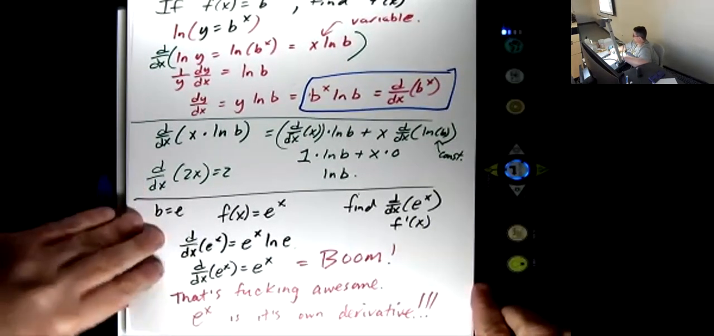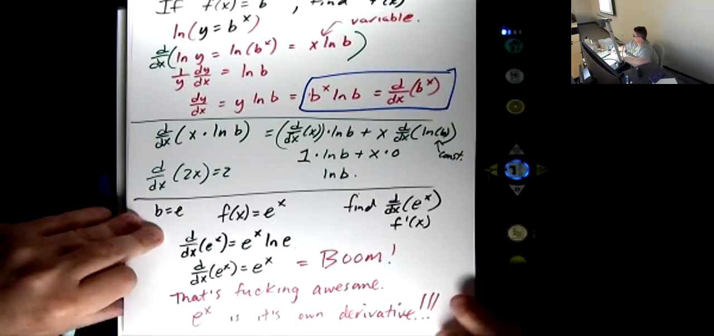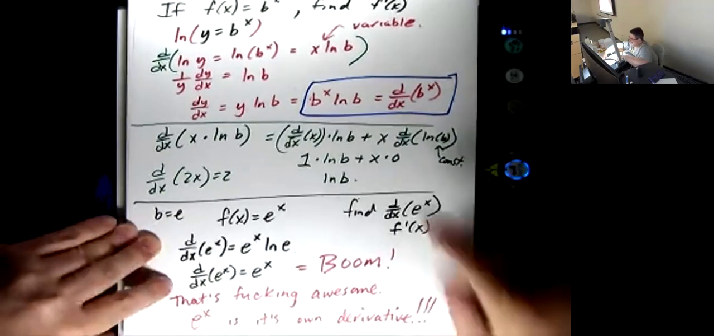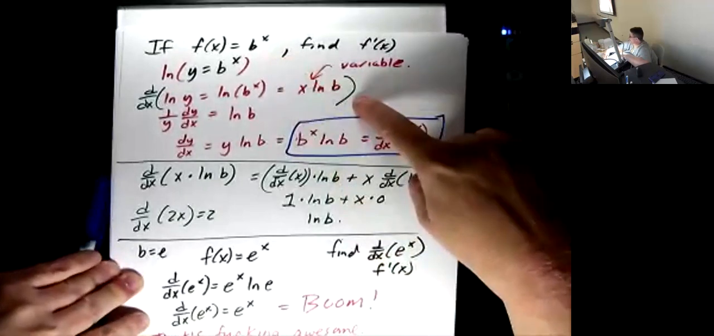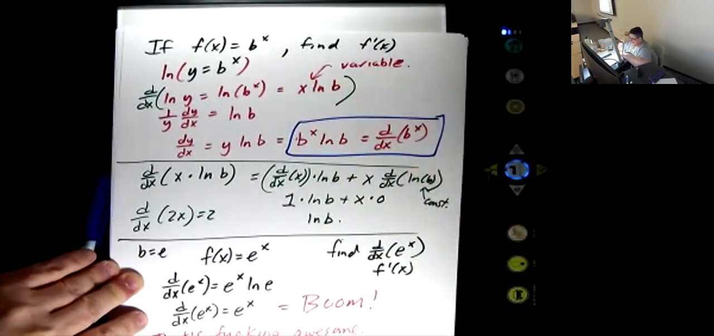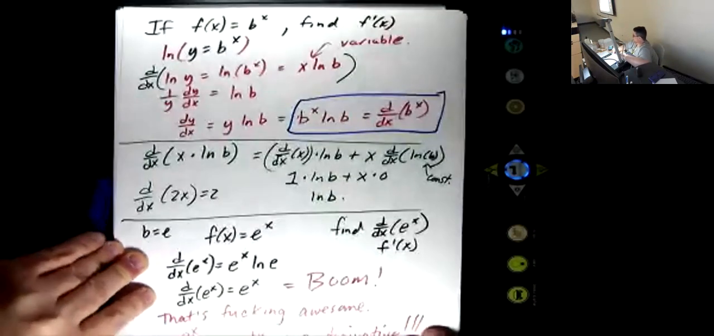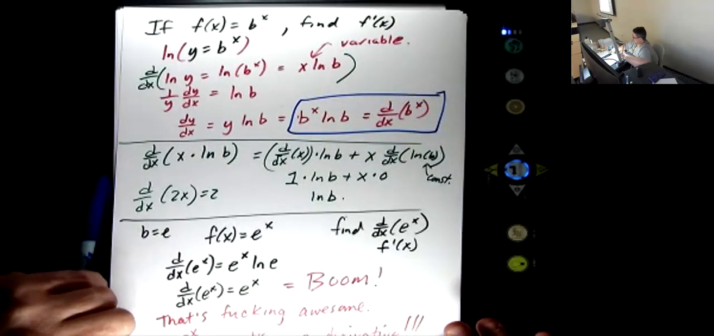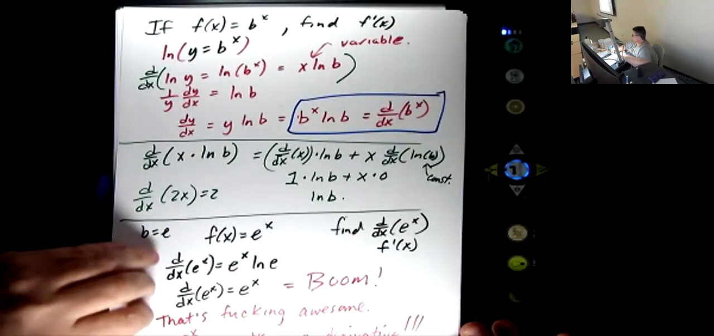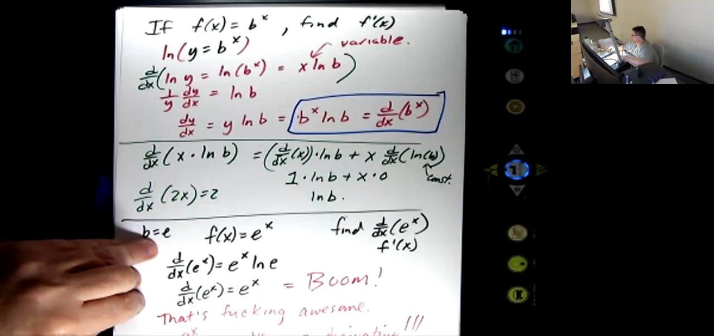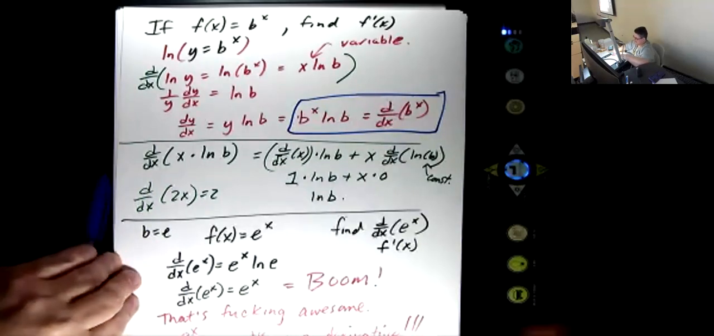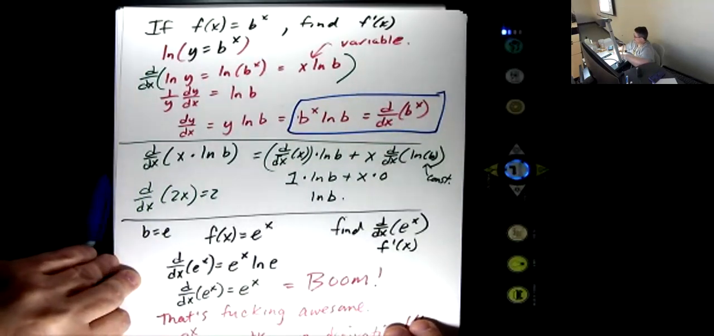That's really cool. It's the only thing that does it. b to the x is close, but it has an extra constant there. e to the x is its own derivative. So you can take the derivative 15 times and you still get e to the x. That's deep.